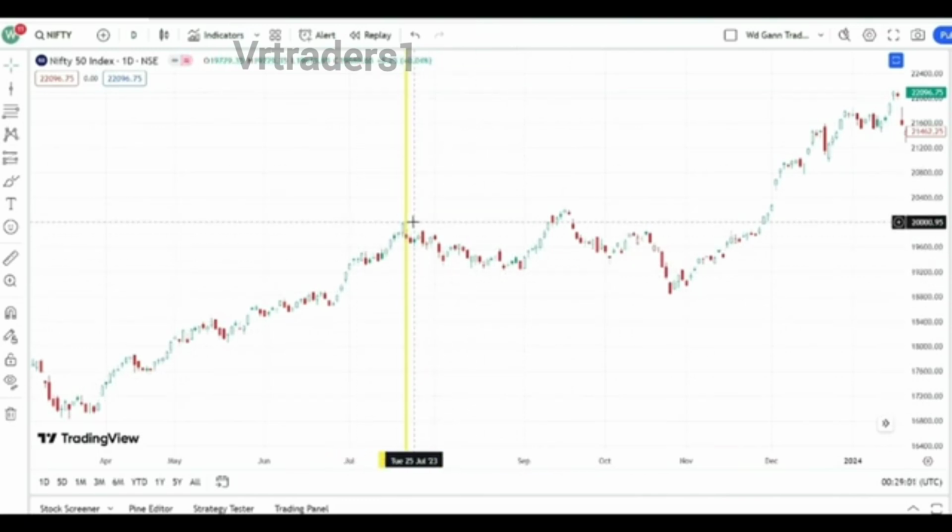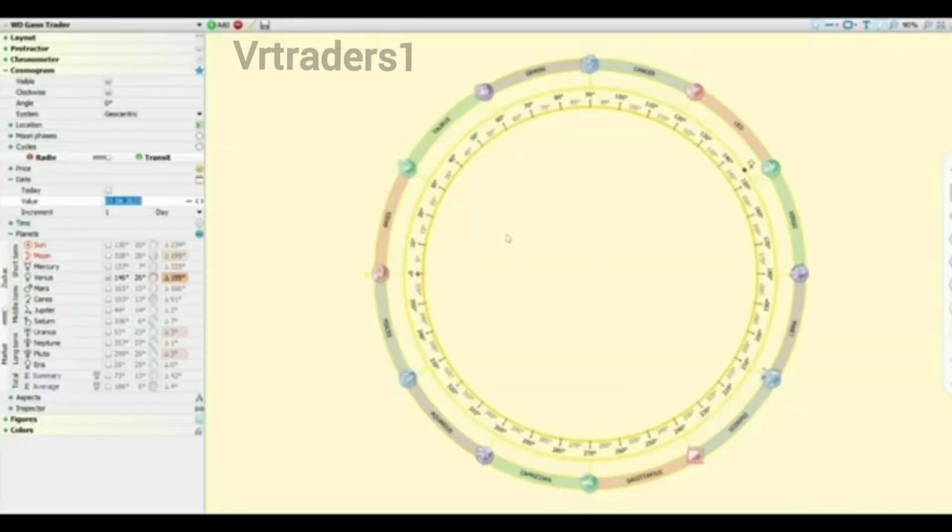Now we will check when the retrograde movement ended. So again go to the Gann Approve app. Go forward in date. Okay, so here you can see that exactly on the date 31st August 23, the retrograde movement ended. When we go in forward date, we can see that it again started moving in clockwise direction. So the date was 31 August 23.